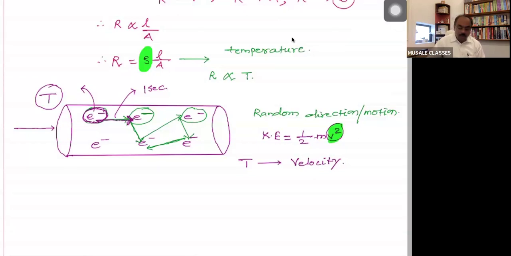Since the velocity is increasing, it will take less time, maybe only half a second. That means it will be facing more collisions. Let me give an example. Suppose we have a car, and it is moving on a road.